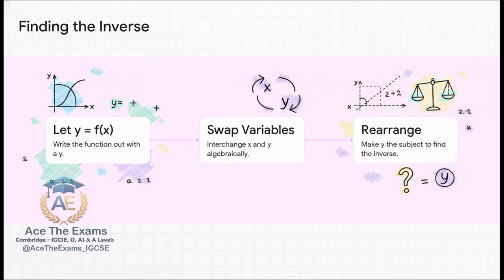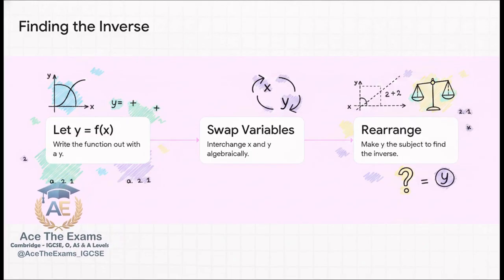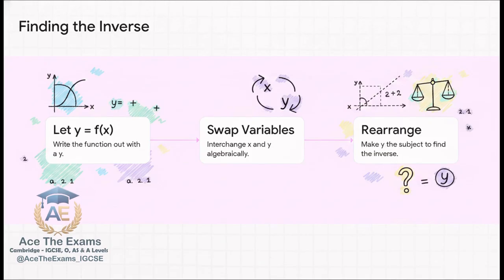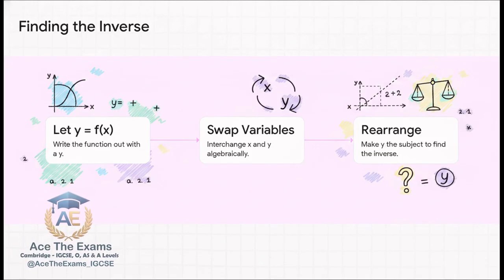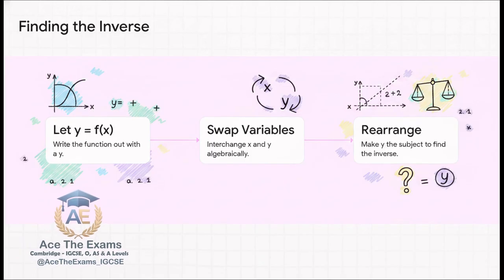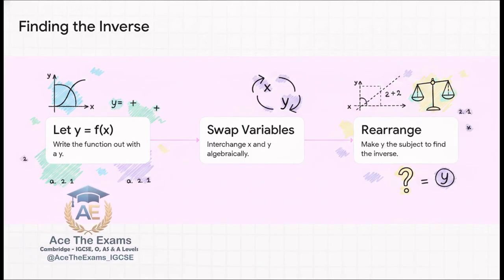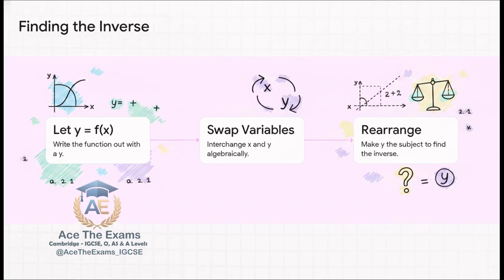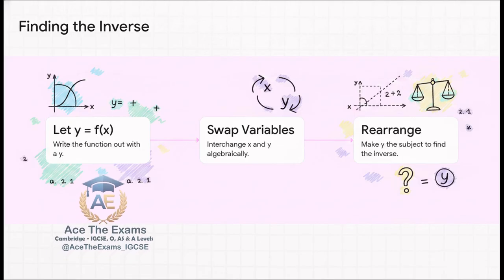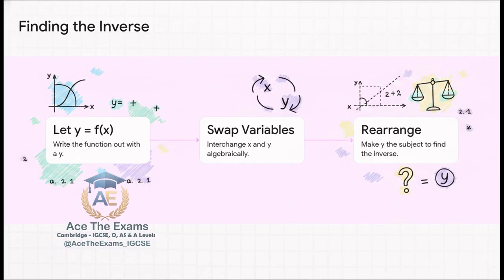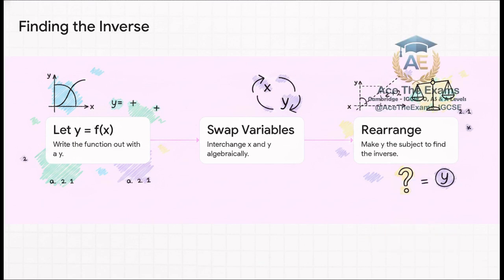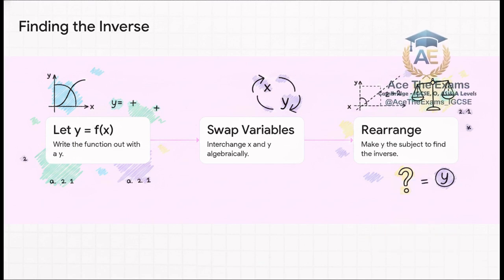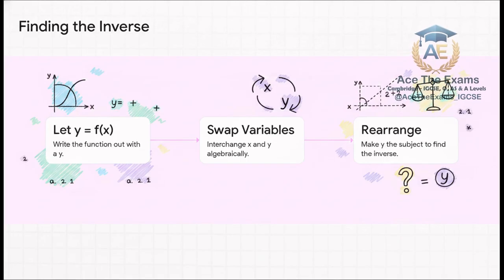Imagine a 60-second visual countdown timer right here on the screen. Challenge 1, data scan. When you need to find an inverse algebraically, you must extract the core process quickly. Step 1, let y equal f of x. Step 2, literally swap the letters x and y in the equation. That is the algebraic equivalent of reflecting across that diagonal line we just talked about. Step 3, rearrange to make y the subject again. Sam always rushes this rearrangement step, drops a negative sign, and loses the final mark. Take your time, show your evidence, your step-by-step working out.